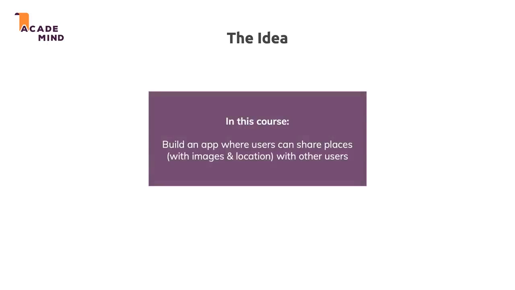So let's dive into the first step, which is the idea which we need. Now, as I mentioned, often this is a step you can skip or which is skipped automatically because you already have a pretty clear idea of what you want to build and which problem you want to solve. In this course, I want to build an app with you where users can share places, their favorite places or any places they feel like are worth sharing, where each place has an image and a location and a title and so on with other users.